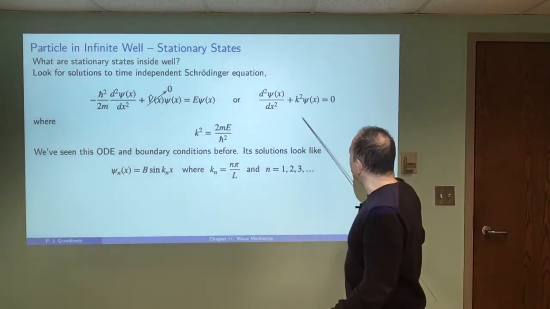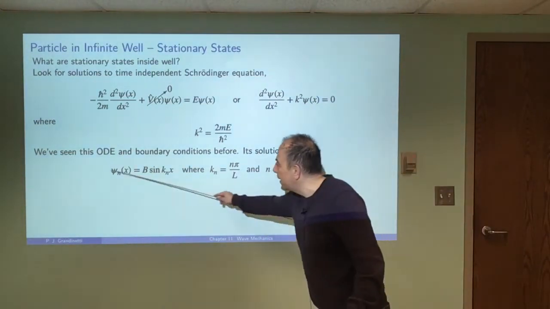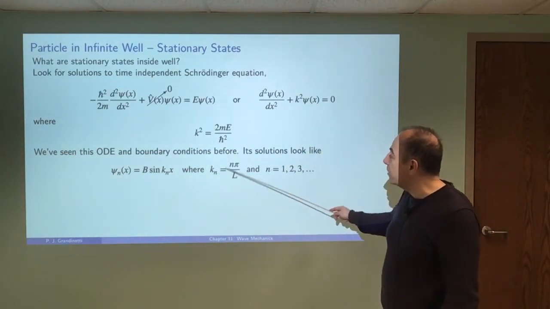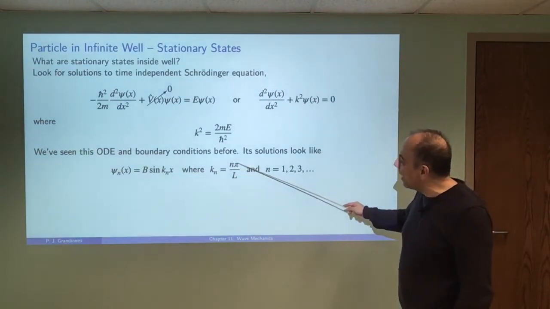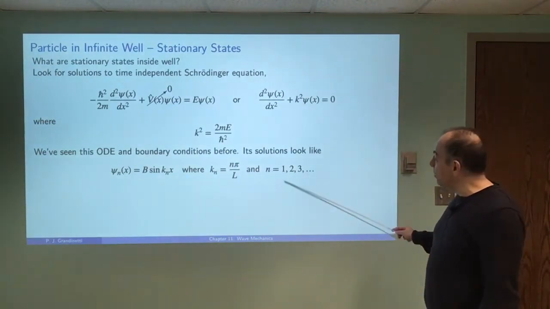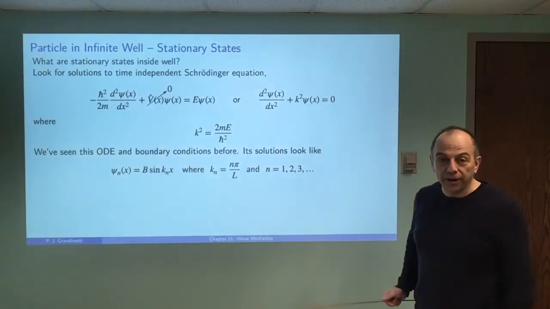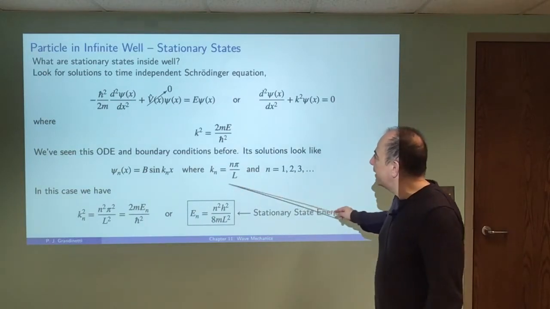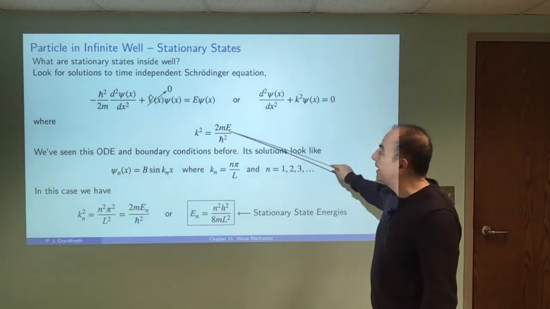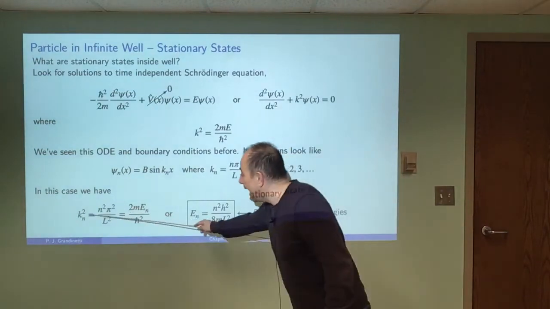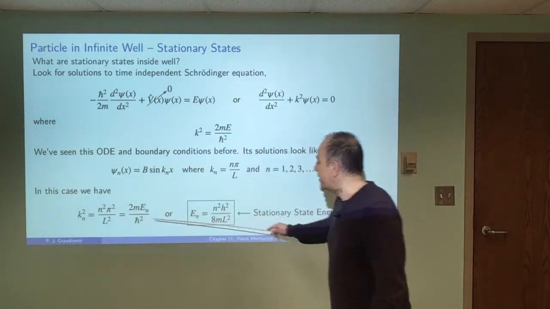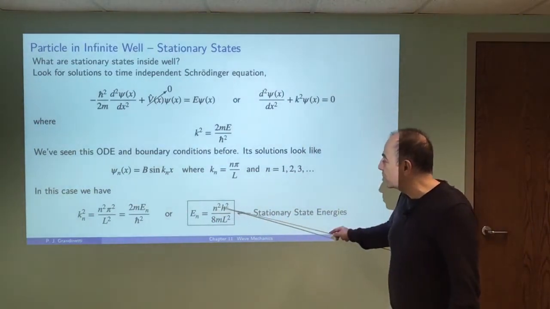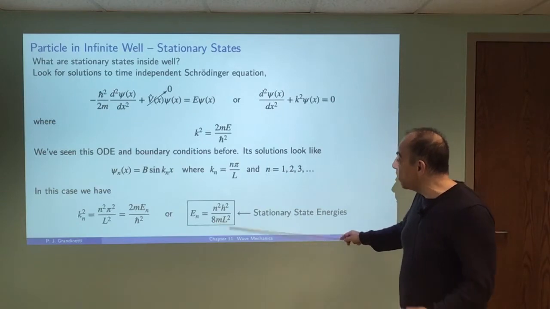So with those boundary conditions, the solutions to this differential equation are going to be of this form here, where k now can only take on values of n pi over L, where n are integers 1, 2, 3, and so on. Now, with this constraint on k and the relationship between k and the energy, you can see that the energy can only take on discrete values, which are going to be given by n squared h squared over 8m L squared.